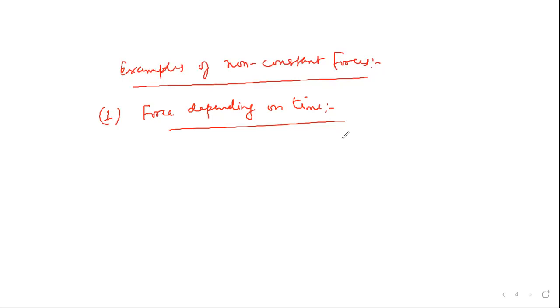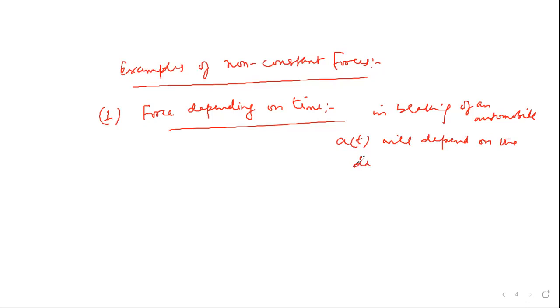So the function a of t in braking of an automobile, that is the acceleration time function, will depend on the details of how we apply the brakes.